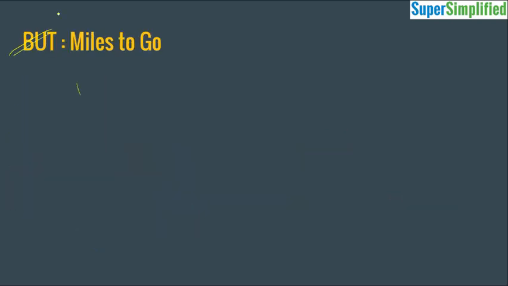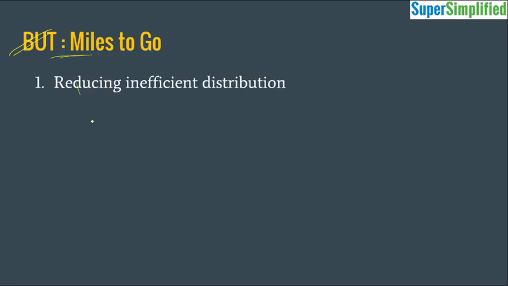But everything is good, everything is fine. Okay, these steps are taken by the government, and the government is working for the betterment of the economy. That is all well. But the problem is there are a lot of issues which are still existing, and we need to address them as soon as possible. So the first one is reducing the inefficient distribution.